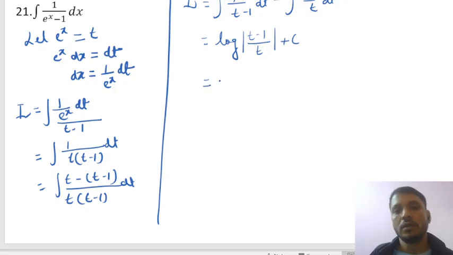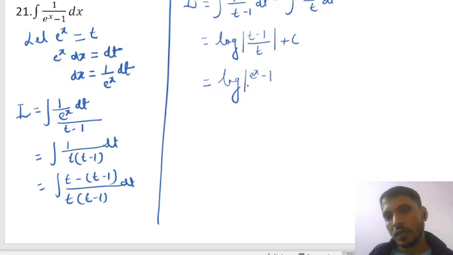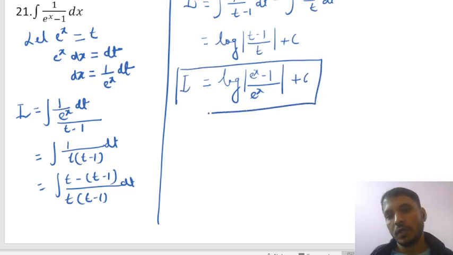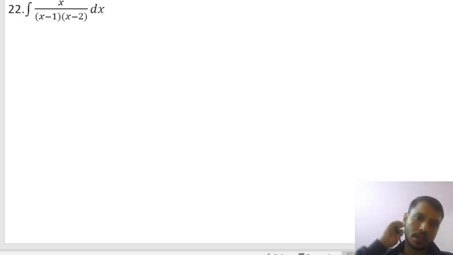Now we know that t means e to the power x, so the answer is log of e to the power x minus 1 divided by e to the power x, and here plus c. So this is the final answer of question number 21. Now we have two more questions, that is question number 22 and 23.